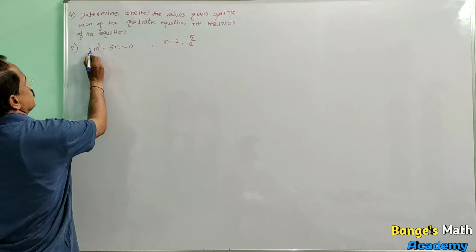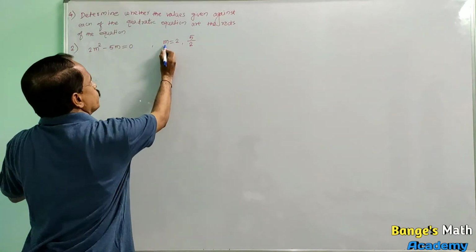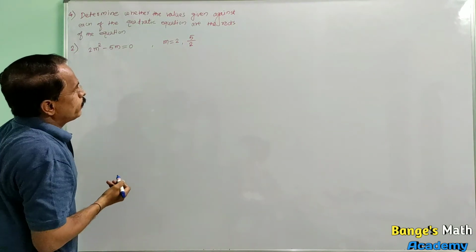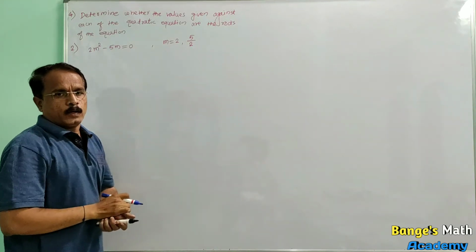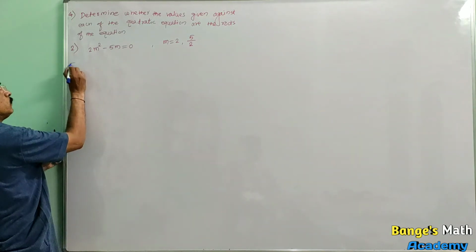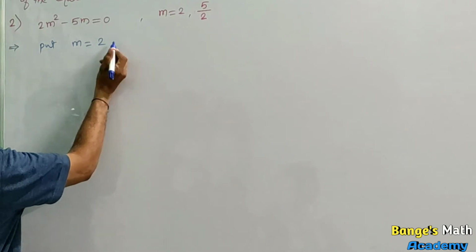Second equation, 2m square minus 5m is equal to 0, and the values of the variable m are given: 2, comma, 5 upon 2. We have to decide whether the given values of the variable are roots of the given equation or not. So put m is equal to 2.